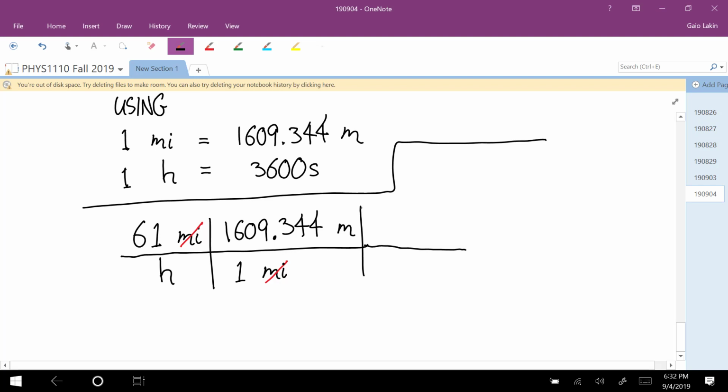Okay, so now we know we're going to multiply by some other fraction here, and it's either going to be 1 hour over 3,600 seconds or 3,600 seconds over 1 hour. And the one that we choose has to cancel this hour, which is in the denominator. So we want the fraction that has the hours in the numerator, in the top. So this time I'm going to multiply by 1 hour over 3,600 seconds.